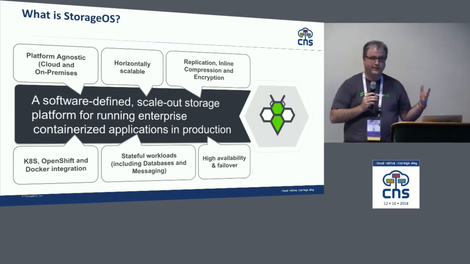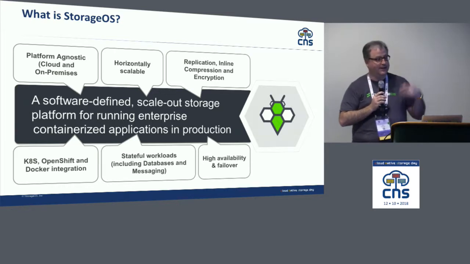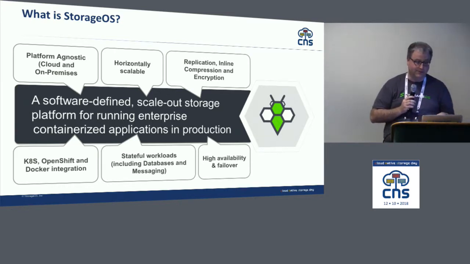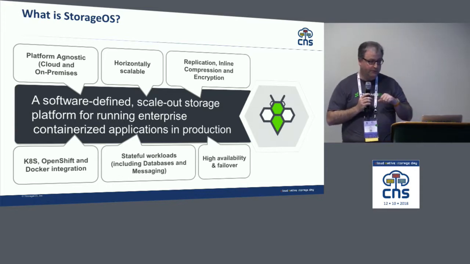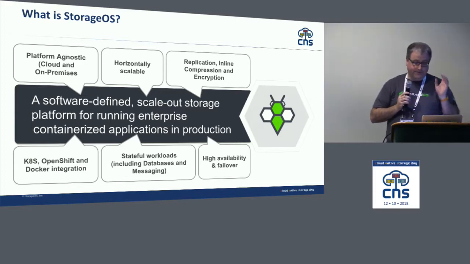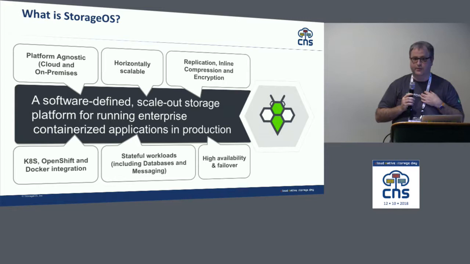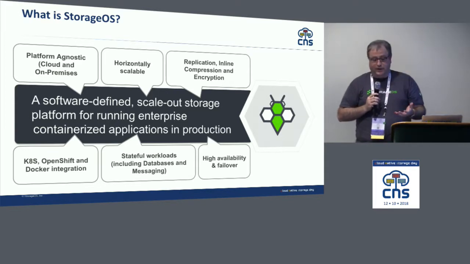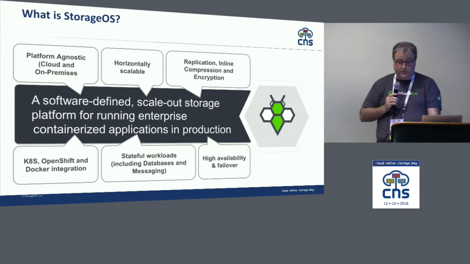We scale horizontally, and we provide all the replication and inline compression and encryption that you expect from data services in a storage platform. We integrate with Kubernetes, OpenShift, Docker, and all the other orchestrators, and allow you to move your stateful workloads, what we call primary data, so things like databases, message buses, that sort of thing. And you can continue to have your high availability in your applications because your storage is now highly available too.